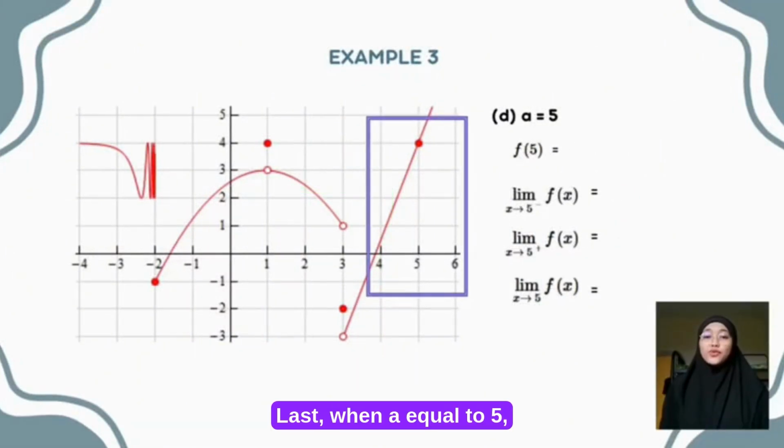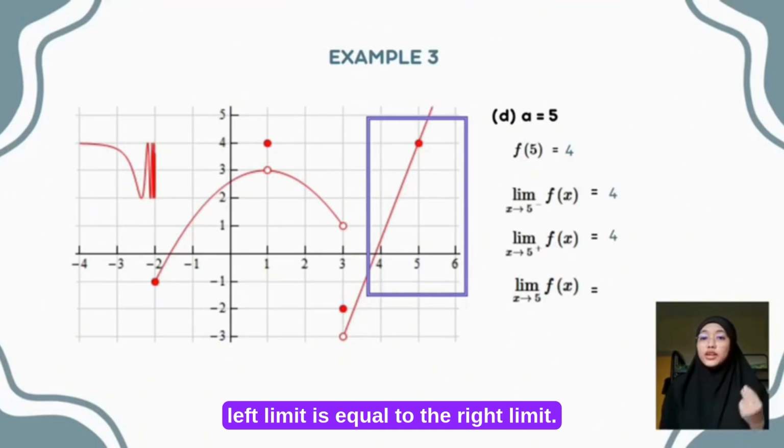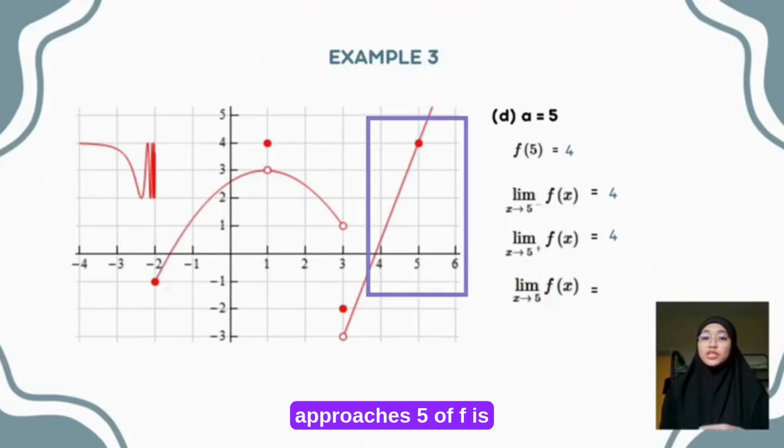Last, when a equals 5, from the graph, f(5) equals 4. As x approaches 5 from the left and the right, the graph approaches the same value, which is 4. The left limit is equal to the right limit, so the overall limit as x approaches 5 of f(x) is 4.